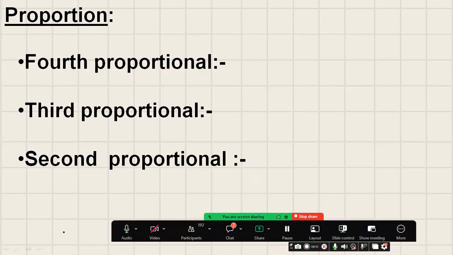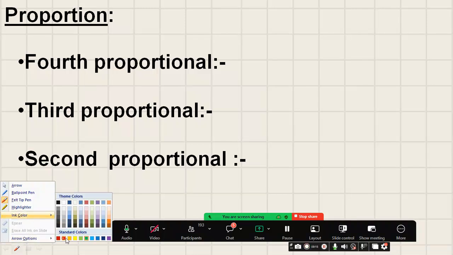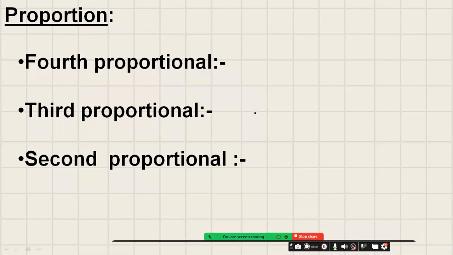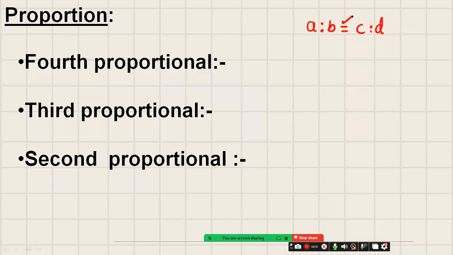Coming to the next point, guys, here. Proportion. What is the meaning of proportion? Proportion means two ratios are equal. For example, A is to B is one ratio and C is to D is another ratio. Two ratios being equal is called a proportion.